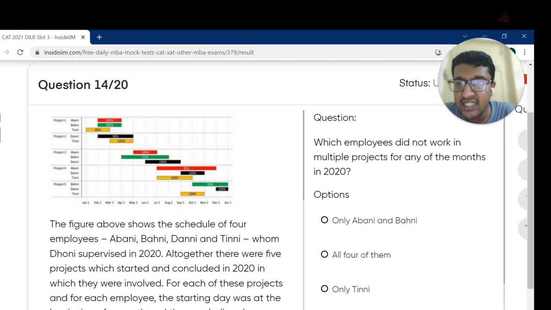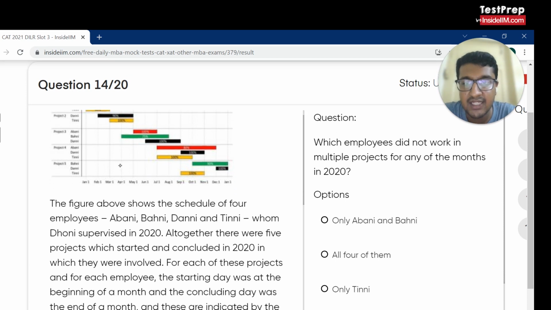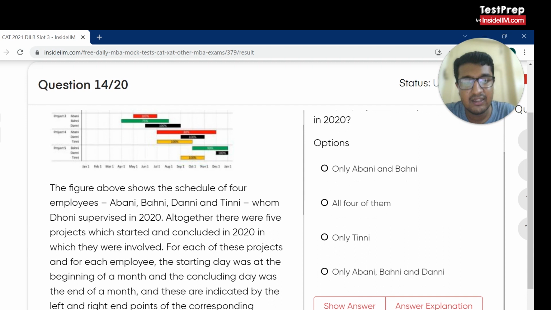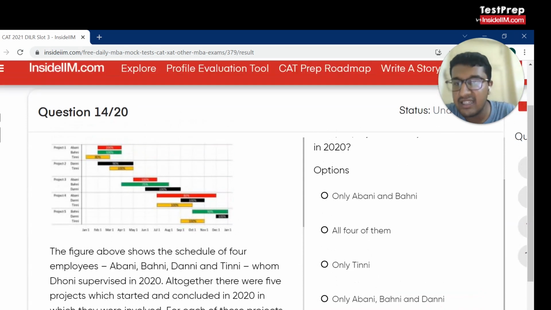In the case of T, you can see there is an overlapping in the case of project 4 and 5 in the month of September. So T must not be there. And the last one is D.